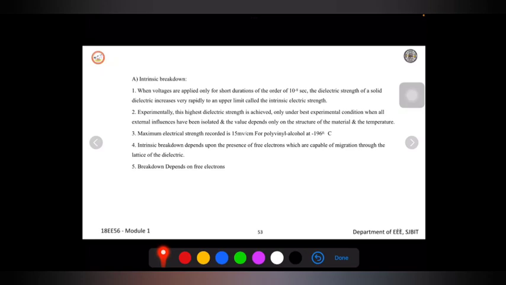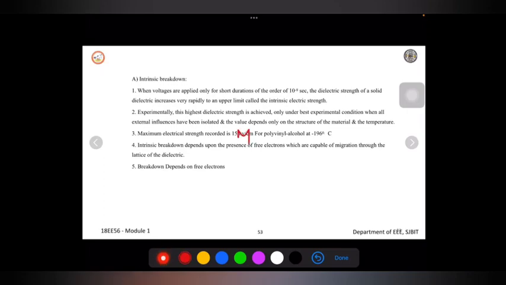It depends upon what type of structure the material has and what the temperature is. So purely, the dielectric strength is based on these two parameters. The maximum electrical strength recorded in this test was 15 million volts. It's not milli, it should be mega, a capital M.